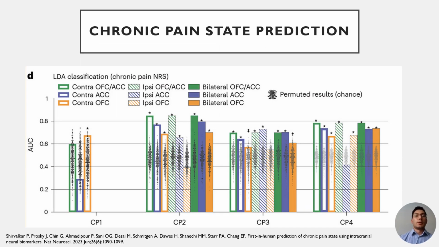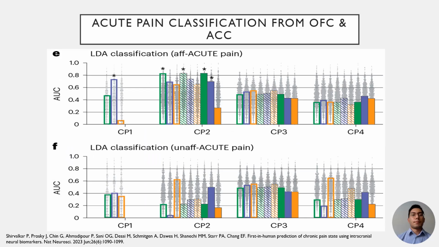As we can see, the researchers were able to achieve good results with LDA technique. On average, area under the curve, or AUC, was more than 0.75, and the conclusion they came to was that intracranial OFC signals can be used to predict spontaneous chronic pain state in patients.